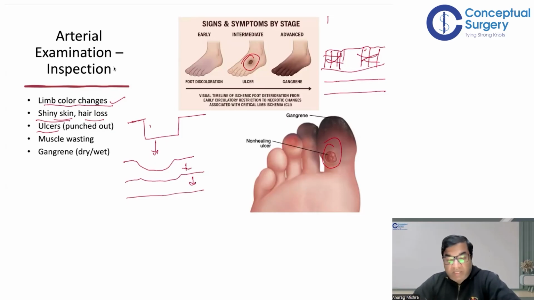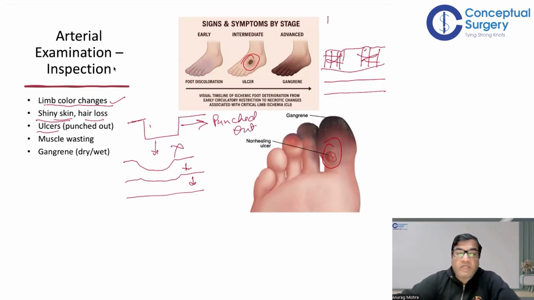But here, because of ischemia, there is no healing happening. That's why the ulcer remains punched out. So that is why arterial ulcers are punched out. If I ask you what are punched out ulcers, arterial ulcers are punched out, as well as fresh or new ulcers.